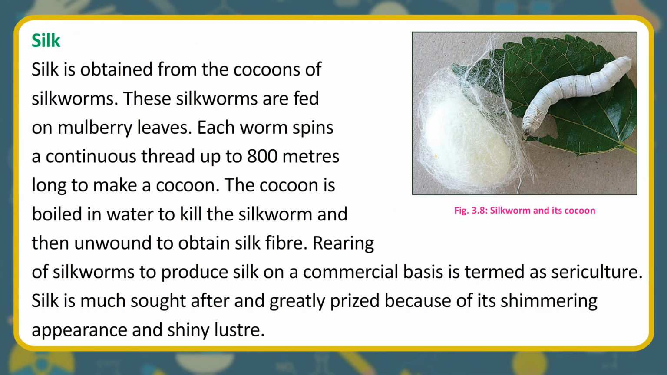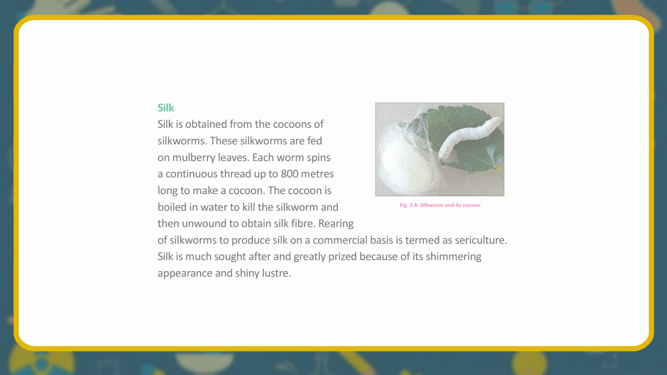Silk. Silk is obtained from the cocoons of silkworms. These silkworms are fed on mulberry leaves. Each worm spins a continuous thread up to 800 meters long to make a cocoon. The cocoon is boiled in water to kill the silkworm and then unwound to obtain silk fiber. Rearing of silkworms to produce silk on a commercial basis is termed as sericulture. Silk is much sought after and greatly prized because of its shimmering appearance and shiny luster.